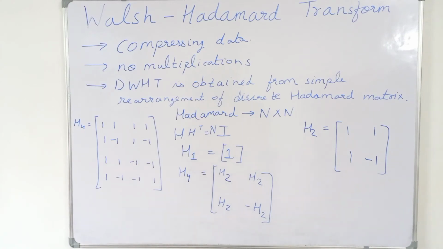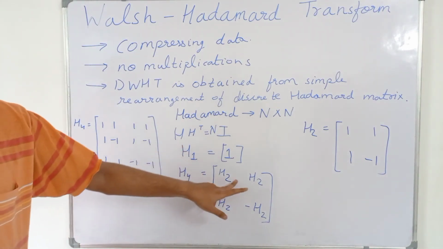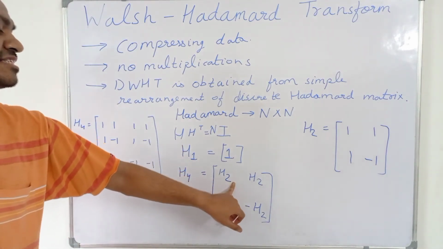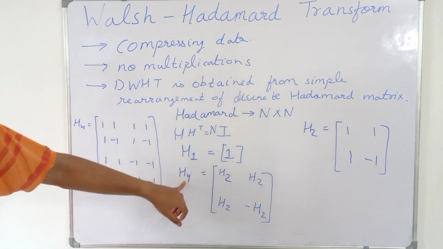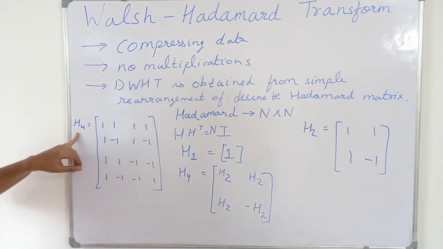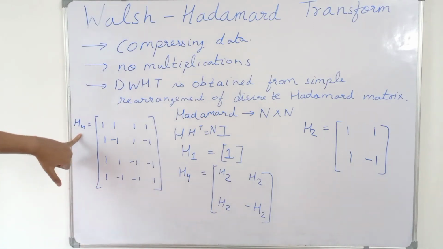In this way we can easily obtain the Hadamard matrix for order 8, order 16, or whatever order you want. First we obtain the Hadamard matrix for order 2, then using it we obtain the Hadamard matrix of order 4. Then using order 4, we obtain order 8. Then using order 8, we obtain order 16, and so on. Now we will see how to obtain the DWHT from the Hadamard matrix.